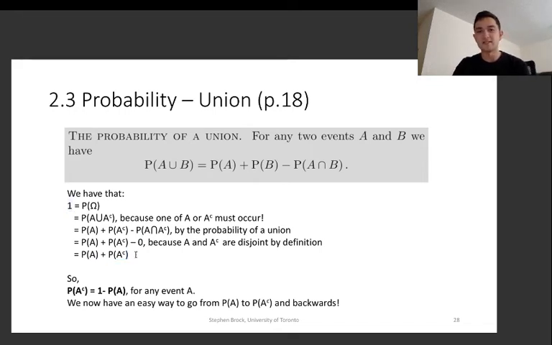Now, why is this important? Well, that means if we know the probability of A or the probability of A complement, then we can use 1 minus that value to get the other. So the probability of A complement is equal to 1 minus the probability of A for any event A. And we now have an easy way to go from the probability of A to the probability of A complement and backwards. This is another tool that will come in handy.